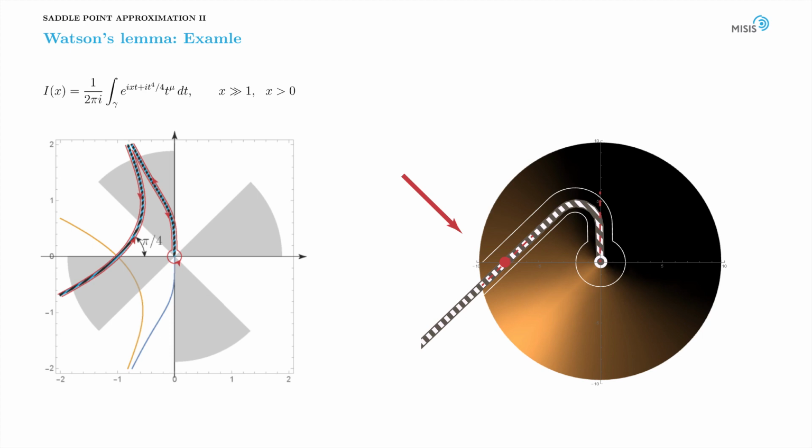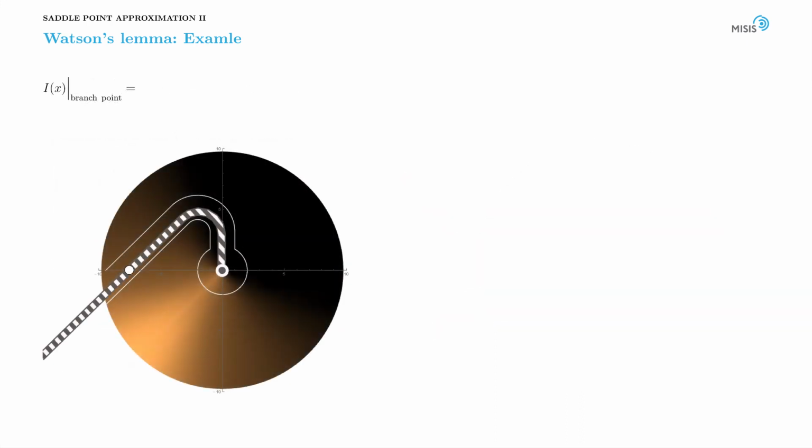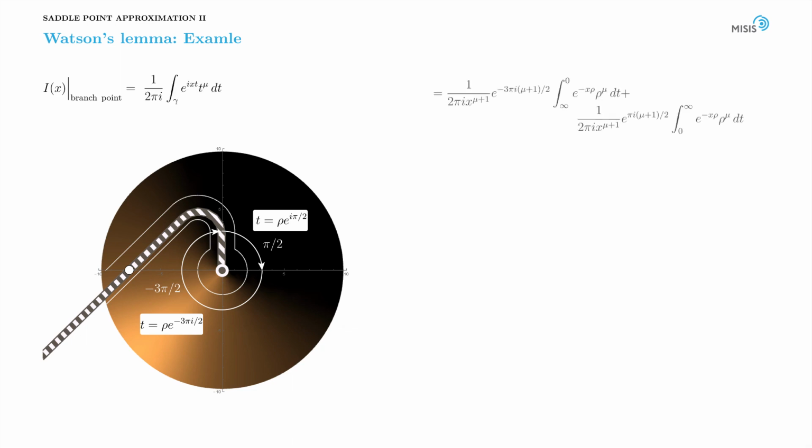Finally, let us compute the asymptotics. The first contribution comes from the branch point. It's a simple Watson's lemma. Let us make the explicit parameterization. The upper part of the contour rotates by pi by 2 clockwise and becomes t equals e to i pi by 2 times rho. The lower part of the contour rotates by the same angle and becomes t equals e to minus 3 pi i by 2 times rho. And here we go. In the last equality, we used the mirror identity for the gamma function.